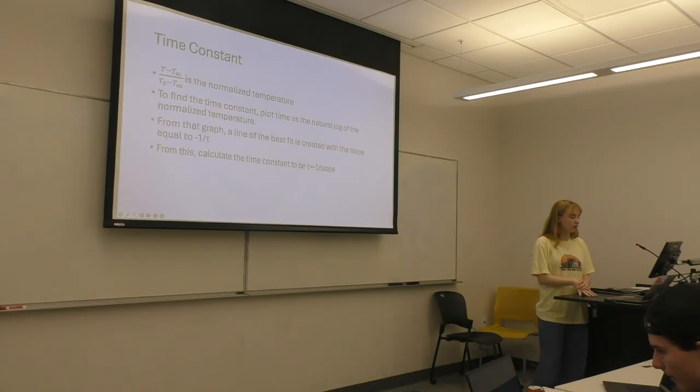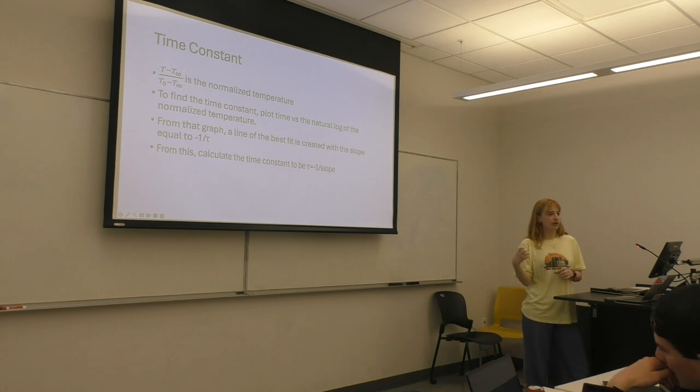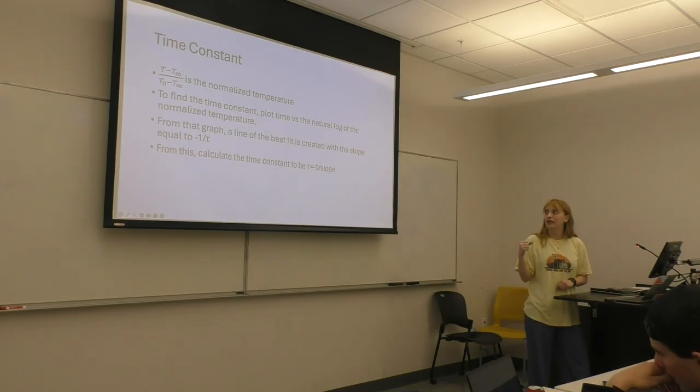To find the time constant, we plot the time versus the natural log of the normalized temperature. From that graph, a line of best fit, or a trend line, is going to appear. The slope of that trend line, y equals mx plus b, the m of that is equal to the negative inverse, or reciprocal, of the time constant.